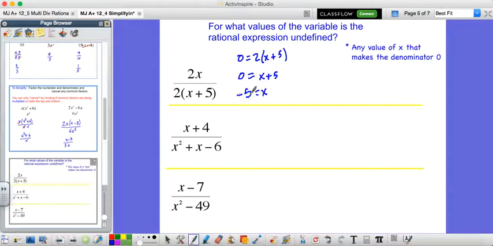Now, you don't need to go through that process every single time. You could just look at this and say, oh, if x is negative 5, this would go to 0, so the whole denominator would go to 0. That's totally fine. I actually prefer that, but I'm just showing where this comes from.